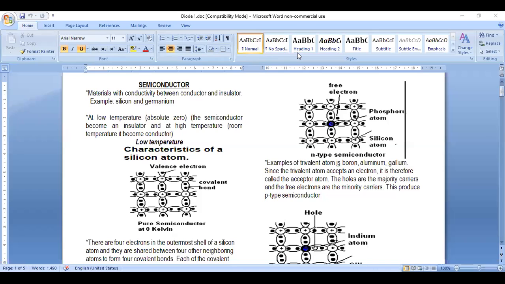So for doping using a trivalent atom, boron, aluminium, gallium, indium, what happened? It accepts electrons. That's why I call it an acceptor atom. Because of that, the hole becomes the majority charge and the free electron becomes the minority charge. That's why we call it a p-type semiconductor.